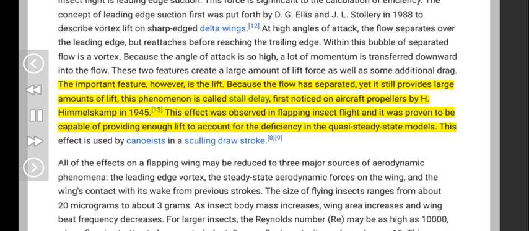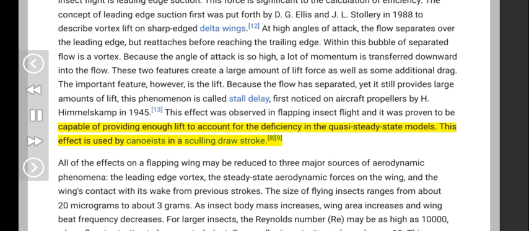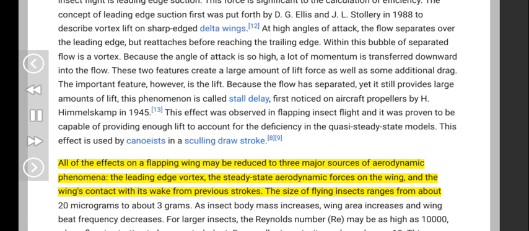Himmelskamp in 1945. This effect was observed in flapping insect flight and it was proven to be capable of providing enough lift to account for the deficiency in the quasi-steady state models. This effect is used by canoeists in a sculling draw stroke. All of the effects on a flapping wing may be reduced to three major sources of aerodynamic phenomena: the leading edge vortex, the steady-state aerodynamic forces on the wing, and the wing's contact with its wake from previous strokes.